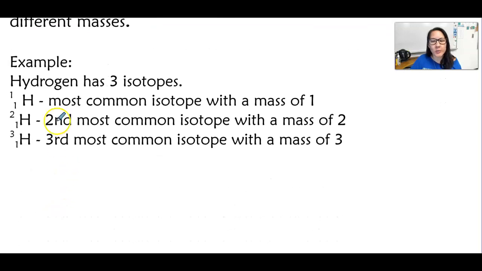For example, there are 3 isotopes for hydrogen. There is the hydrogen with a mass of 1, hydrogen with a mass of 2, and hydrogen with a mass of 3. The hydrogen with a mass of 1 is the most common isotope. The mass of 2 is the second most common isotope, and the one with a mass of 3 is the third most common isotope. They're all hydrogen, so they have the same number of protons. Notice the atomic number for each is 1, 1, 1. Same atomic number, but different mass numbers, 1, 2, and 3.